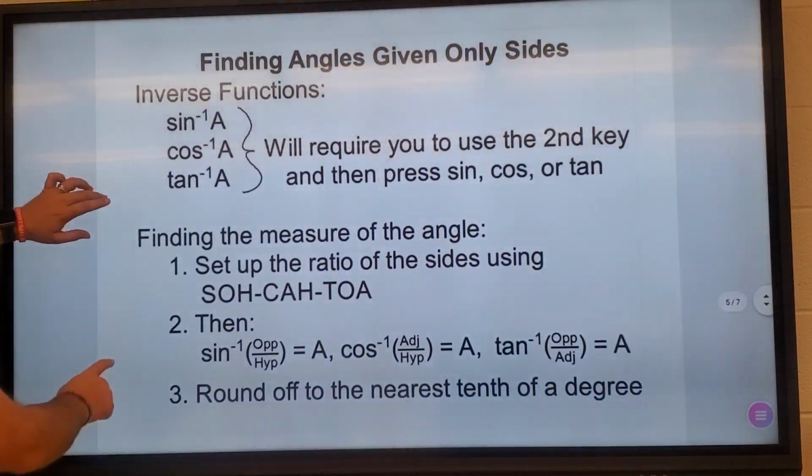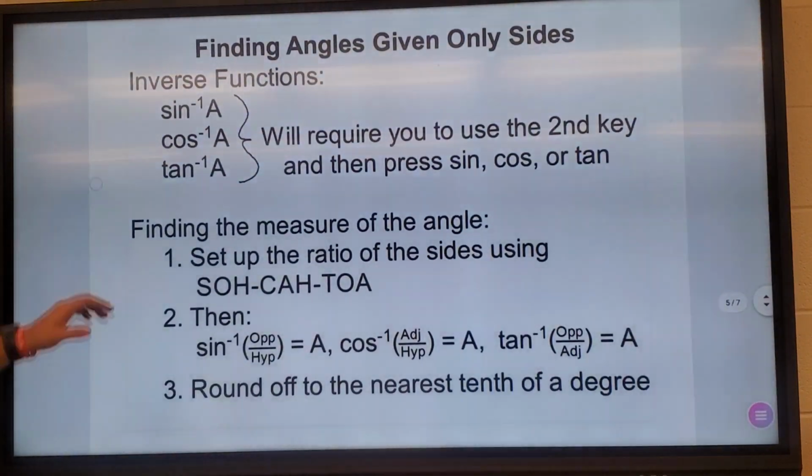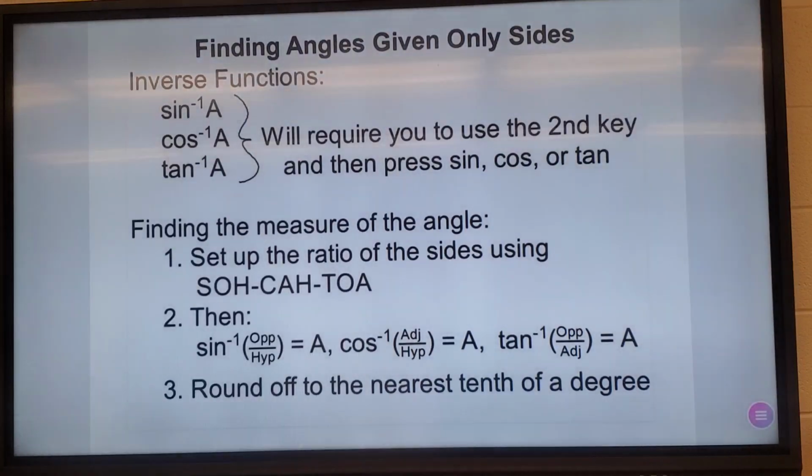Okay, moving on to the next. When I give you two sides, you're going to have to use something called the inverse functions. Okay, inverse functions, you will see the little exponent of -1 just above sine, cosine, and tangent. You're going to set up the ratios in the same way, but you cannot divide by sine itself. So you actually have to take the inverse sine of both sides.